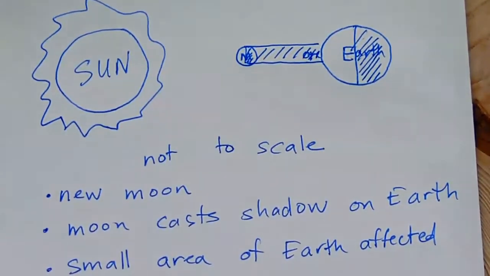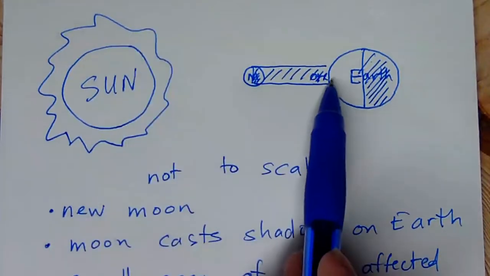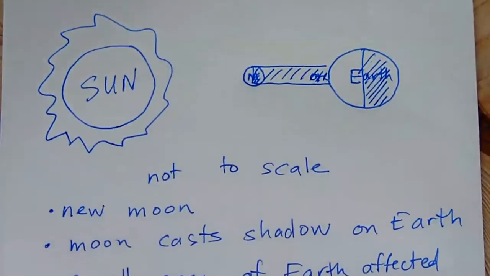Okay? So that would be a solar eclipse, when there's a shadow, when we can't see from Earth some or part of the sun.